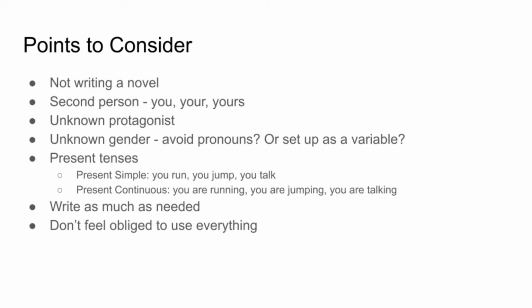Similarly, we don't know the gender of the player. We could set this up as a question to the player at the start of the story and use that as a variable to automatically complete sentences later in the game. Furthermore, we will be using present tenses as the actions will be ongoing at the time we tell the story. We also don't want to write too much on each page, keep it to a paragraph or 2 at most. We have a lot of writing points, but we don't need to use all of them on a page, nor do we need to use them at all.